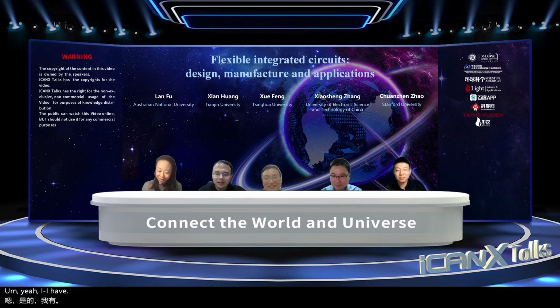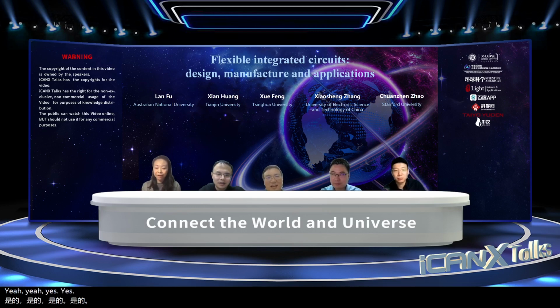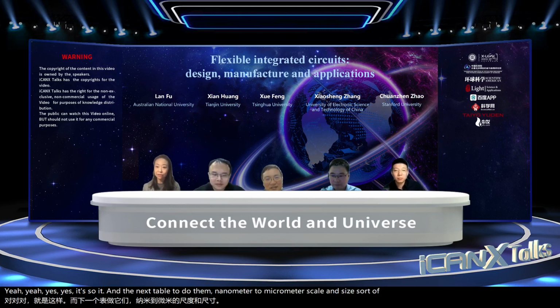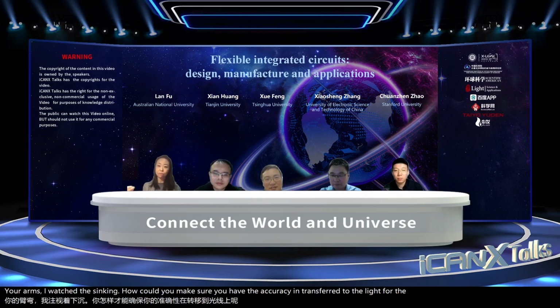I have a very small question about your transfer printing technique. You mentioned using that droplet. I suppose that droplet is water or something, is it? Yes. And then that's able to do the nanometer to micrometer scale size of transfer. Yes. So I was just thinking, how could you make sure you have the accuracy in transfer, for the positioning of the transfer?